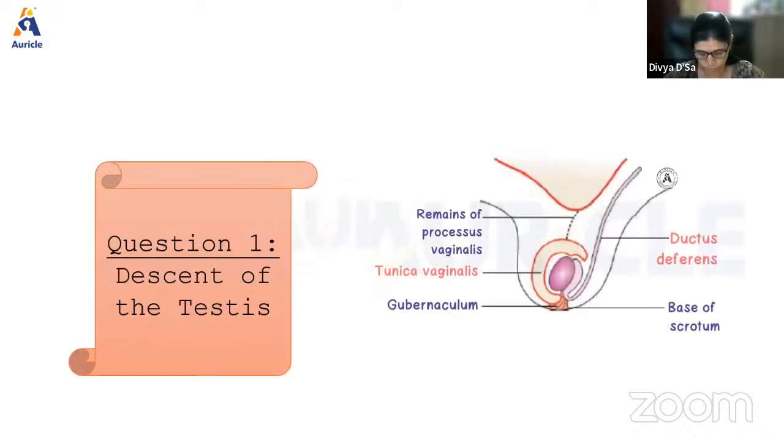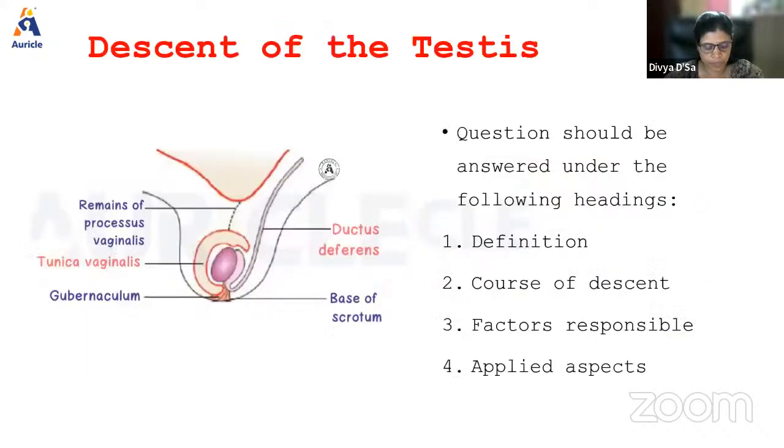So next we move to descent of the testis. So short answers, descent of the testis. So here, what do we mean by descent of the testis? What is the course of descent, factors responsible, and what happens if the descent doesn't occur normally are the things which we need to know.